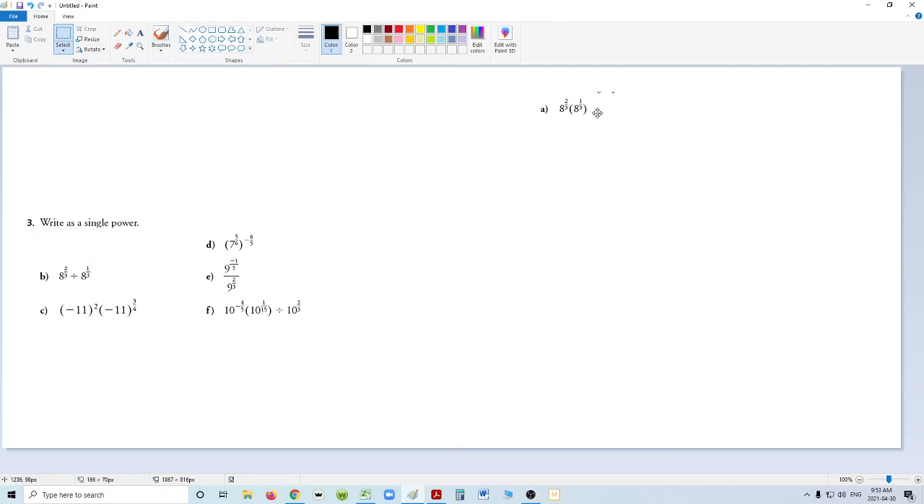So first, write as a single power. They don't want you to resolve it. Always read your question to make sure you save time. So this rule is the multiplication rule, so we add the fractions. They're the same denominator. So I get 2/3 plus 1/3 is 3/3, which is equal to 8 to the 1, which is equal to 8.